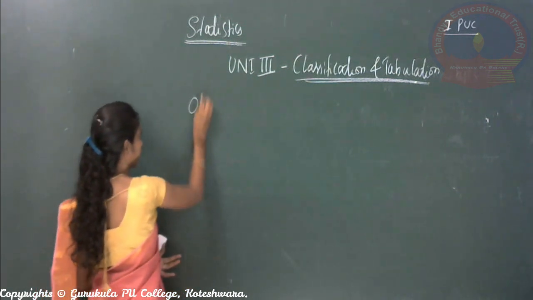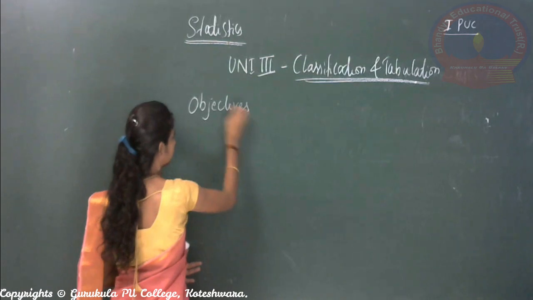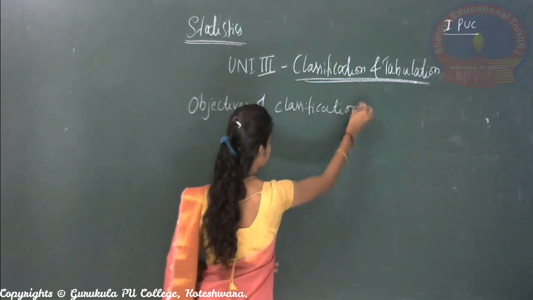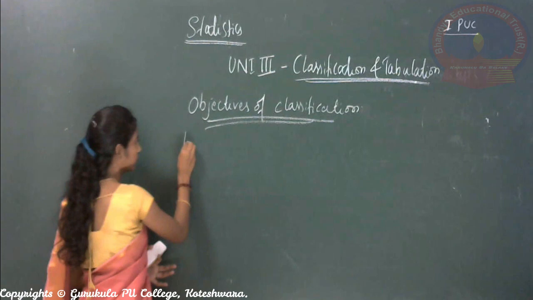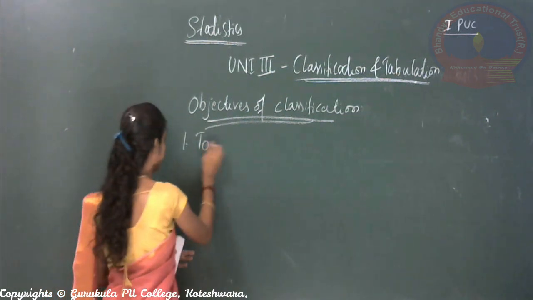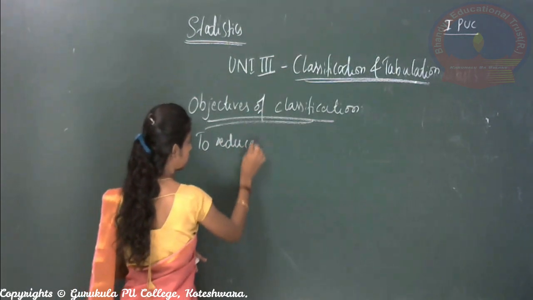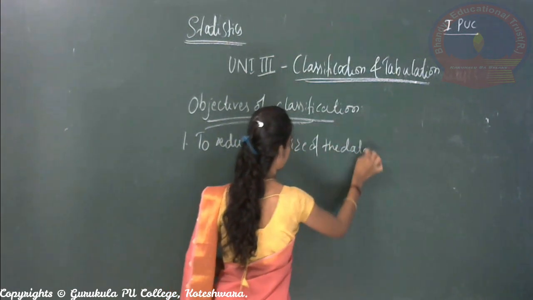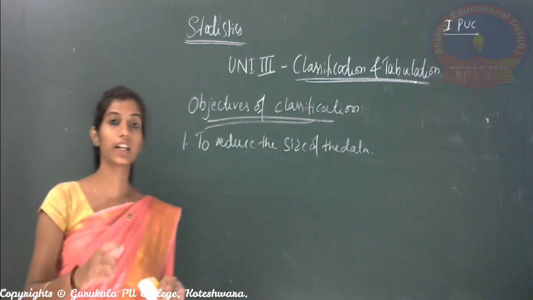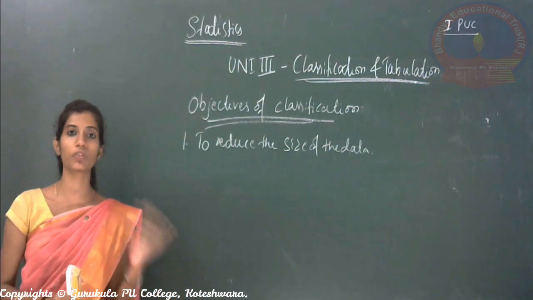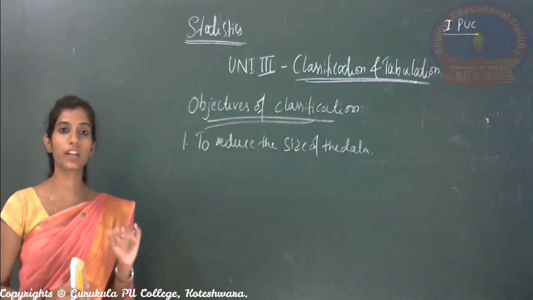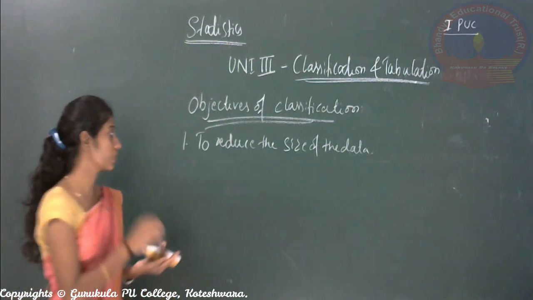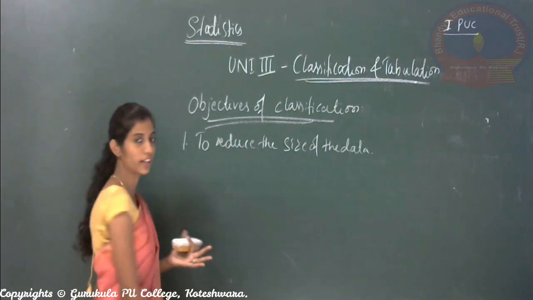Objectives of classification. So first I have mentioned here: to reduce the size of the data. How can we reduce it? By briefing the information. Sometimes we don't want all the information, all the details, but we need only brief information, in which everything should be covered. So that is the briefing or reducing the size of the data.